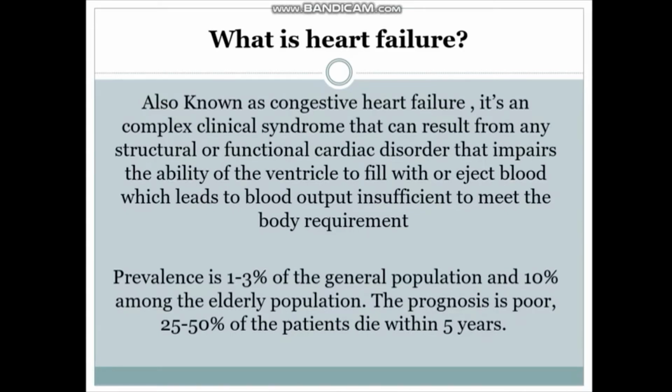The prevalence of this disease is 1 to 3% of the general population and 10% among the elderly population. The prognosis of this disease is poor. 20 to 25% of the patients die within 5 years.